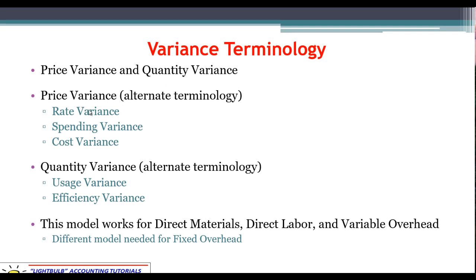The price variance you may hear referred to as a few different things. Rate variance, spending variance, cost variance. They're all the same thing. They're dealing with the price per unit. Quantity variance, I've heard a couple of different terms. Usage variance or efficiency variance, because we're being efficient in how much we use. Just think of it as a quantity variance. The same model that we're going to see in just a bit works for direct materials, direct labor, and variable overhead. But fixed overhead has to be looked at separately because it doesn't quite follow the same model. And we'll see why later.